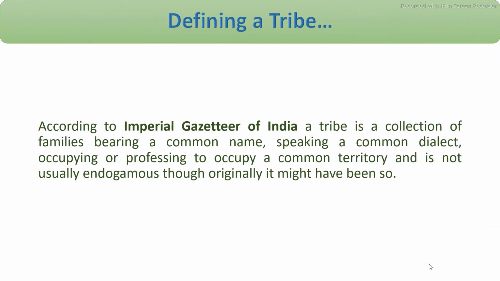Let's begin with the definition of a tribe. According to the Imperial Gazetteer of India, a tribe is a collection of families bearing a common name, speaking a common dialect, occupying or professing to occupy a common territory, and is not usually endogamous, though originally it might have been so.